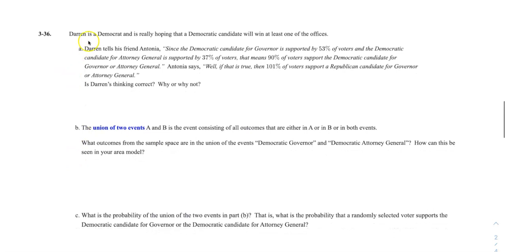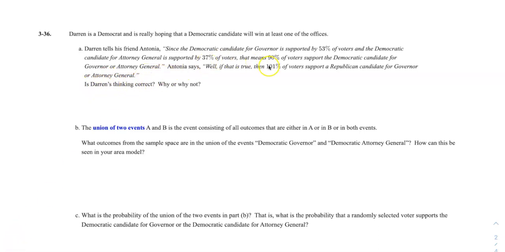36. Darren is a Democrat and is really hoping that Democratic candidates will win at least one of the offices. Darren tells his friend, Antonia, since the Democratic candidate for governor is supported by 50% of voters and the Democratic candidate for attorney general is supported by 37% of voters, that means 90% of voters support the Democratic candidate for governor or attorney general. Antonia says, well, if that is true, then 101% of voters support the Republican candidate in the general election. Good retort. Is there anything correct? Why or why not?